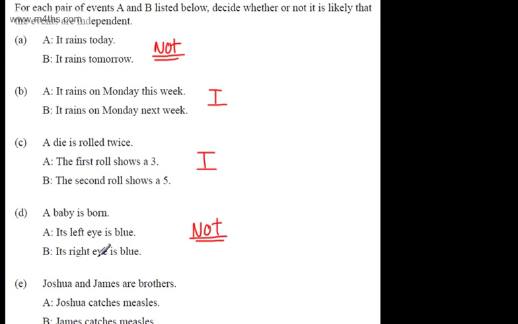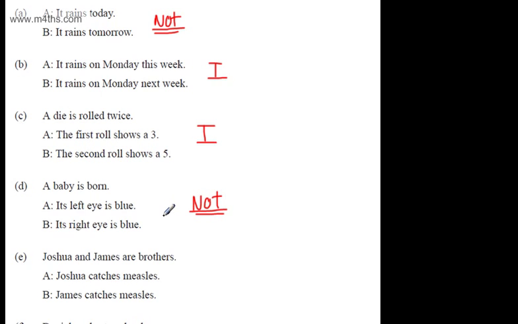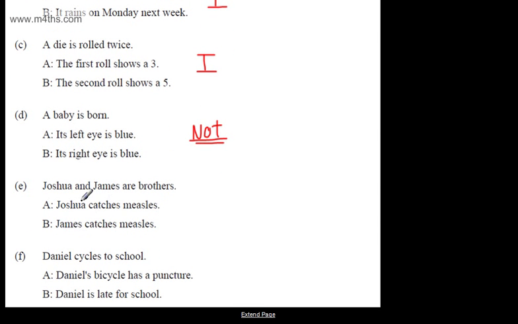And in the same way, if it's born with a right eye that's blue, it's increasing the chances now of the left eye being blue. So they are not independent. Joshua and James are brothers. A, Joshua catches measles. B, James catches measles. We assume that these two live together. If one catches it, it will increase the chances of the other catching it. So these are not independent.